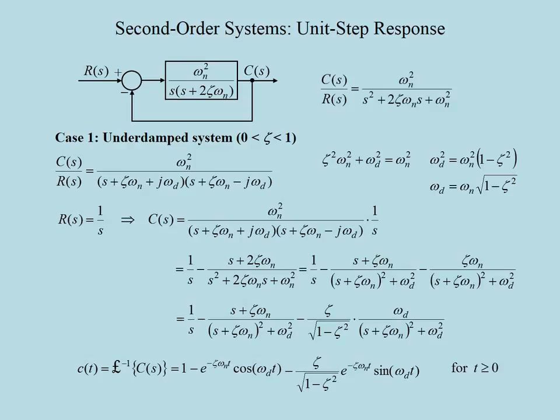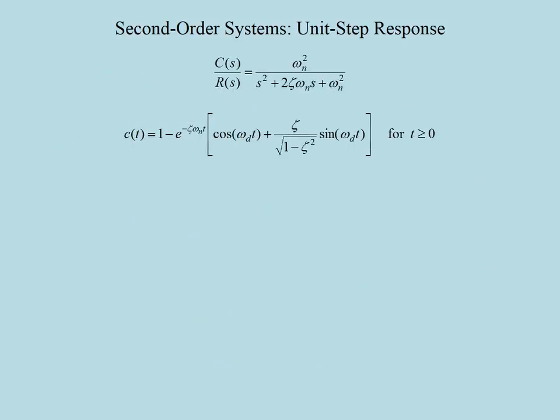The rest of the response is oscillatory, and the frequency of oscillation is omega sub d. That's why omega sub d is called the damped frequency. Since the sine and cosine functions are of the same frequency, we can collect them in a single sinusoidal function.